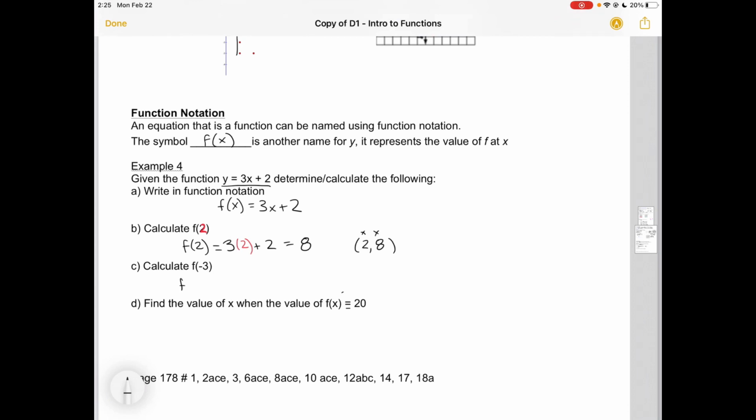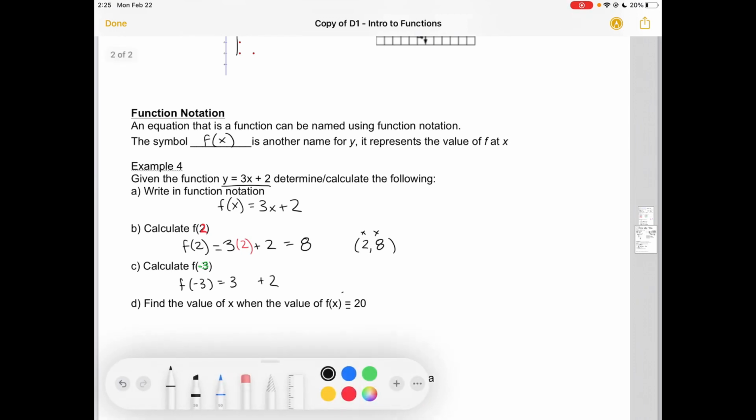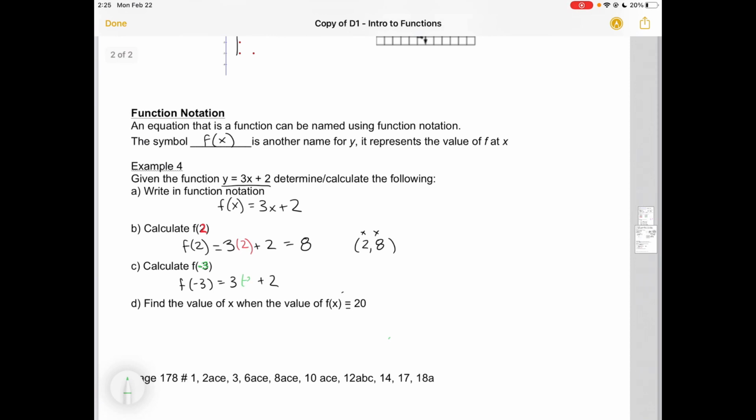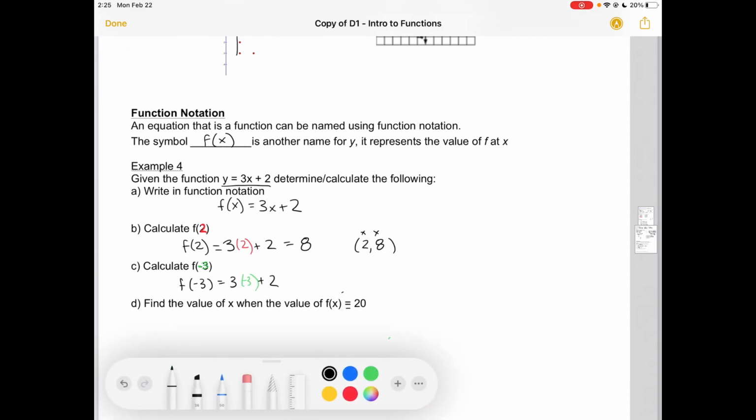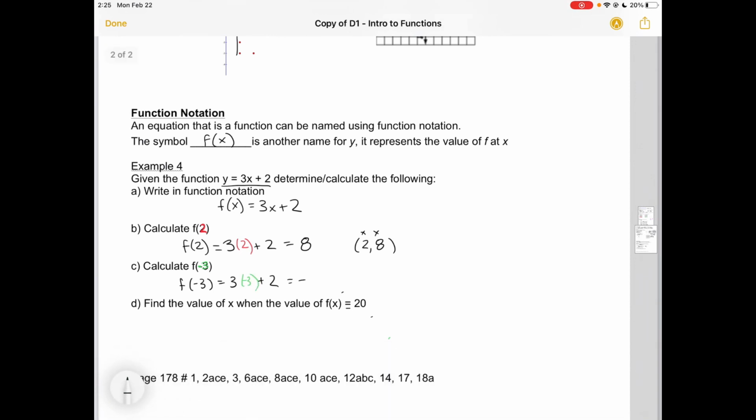I'm going to do the same thing down here for -3. We'll do that in green. So wherever I see an x, I'm going to put in -3. Evaluating that is going to give me -7. If I were to plot this on a grid or interpret it graphically, my x value would be -3, my y value would be -7.